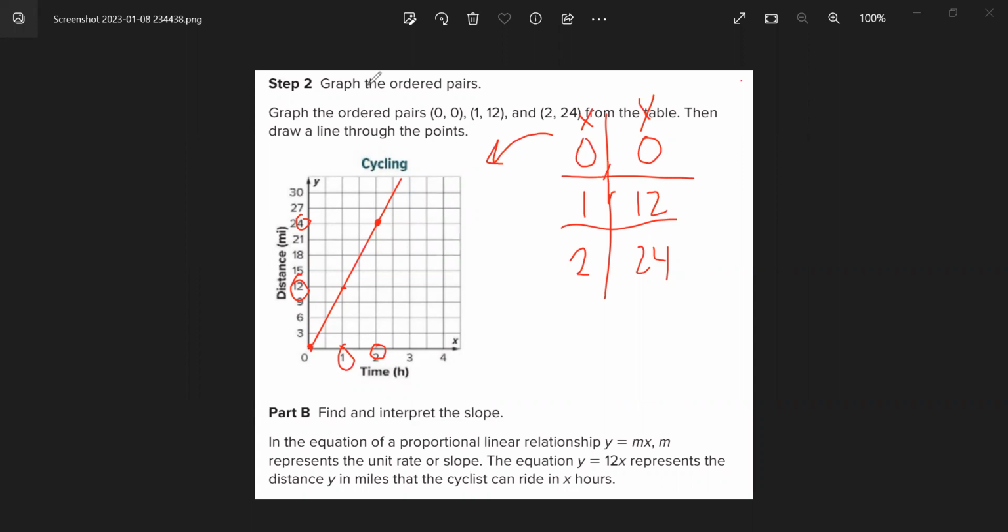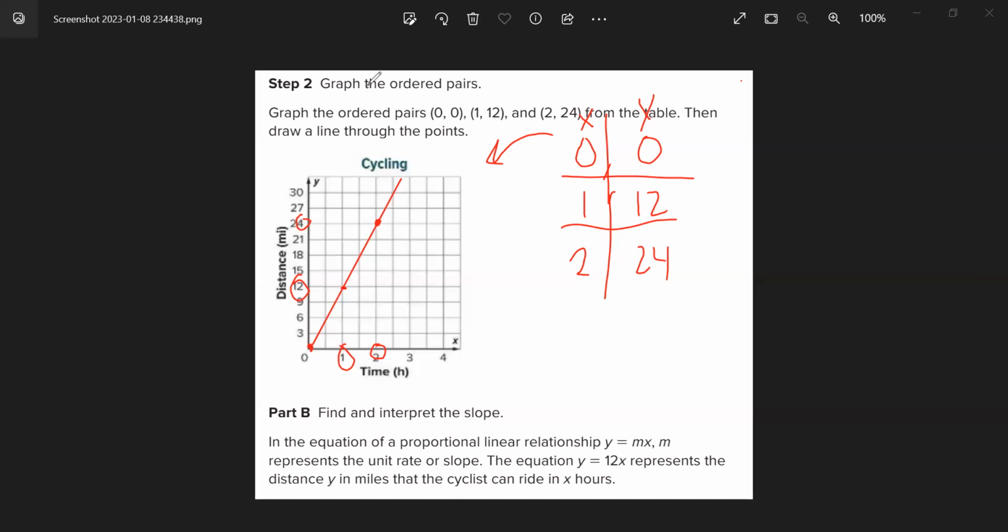Now, part A says graph the equation. Step 1 says make a table of values to find the distance for 0, 1, and 2. This is what we did right here. When 0 hours, we travel 0 miles. In 1 hour, we travel 12 miles. In 2 hours, we traveled 24 miles. Now, part B says find and interpret the slope.